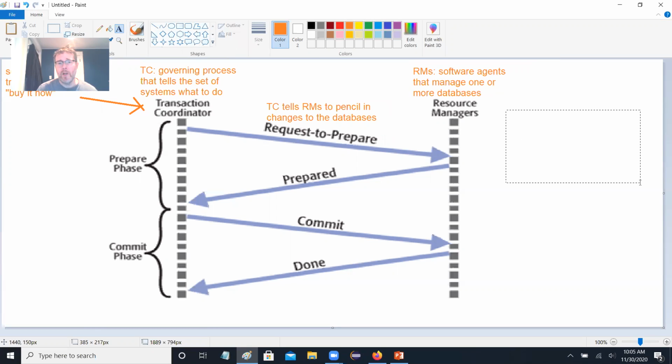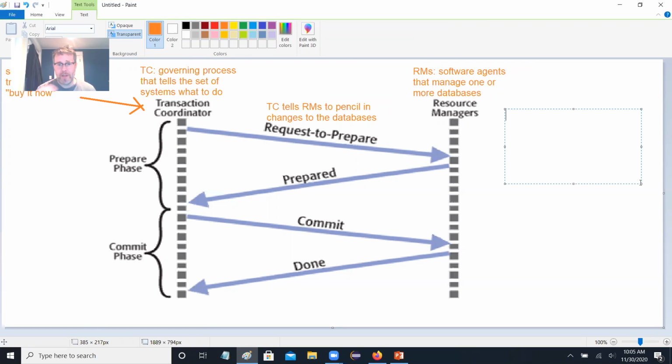Okay. So the resource managers, they do a few things. And when I say pencil in changes, right, I'm speaking metaphorically. The resource managers know that something's going to happen, but they aren't making any permanent changes yet. So resource managers tell their databases to, number one, pencil in changes, and number two, prepare rollback records. Okay, that way, if something goes wrong with the transaction, they can restore the system to its initial state, but they know what they need to do to put the changes in the database because they've penciled in the changes.